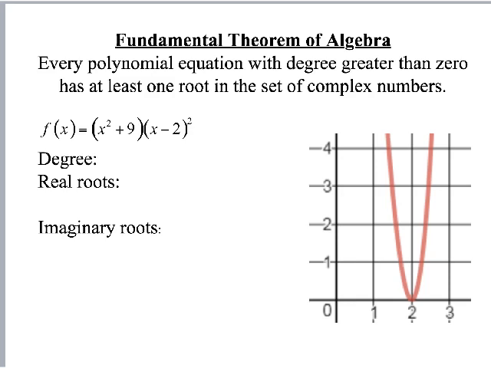So a polynomial function with greater than 0 degree, so that can be a first, second, third degree polynomial, has at least one root in the set of complex numbers. All right, let me show you what this kind of means. Let's talk about this one right here. Here's the graph for it.